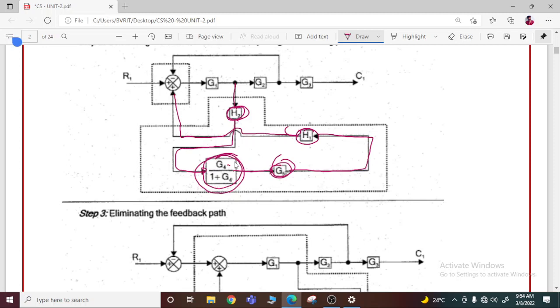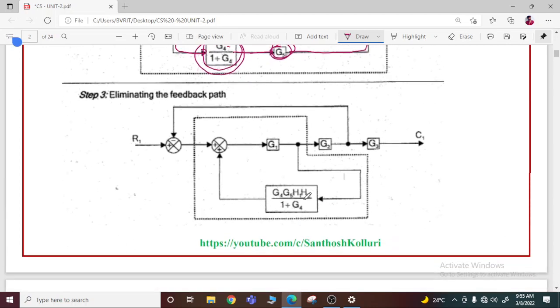G4, G5, H1, H2 divided by 1 plus G4 is our complete reduced gain. So that will be written here: G4, G5, H1, H2 divided by 1 plus G4. Now it is very simple to us again. This is the forward path direction, and you have taken this one as a positive feedback.